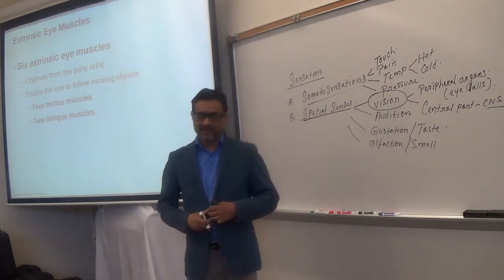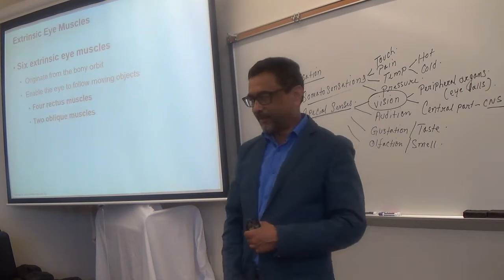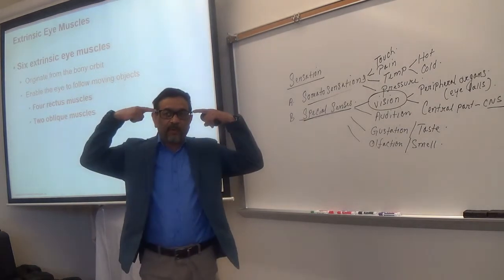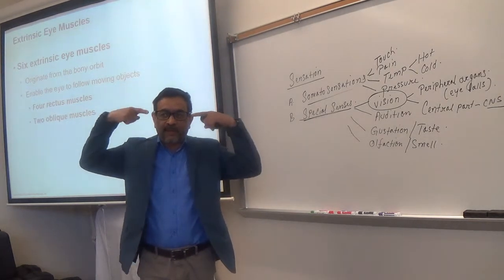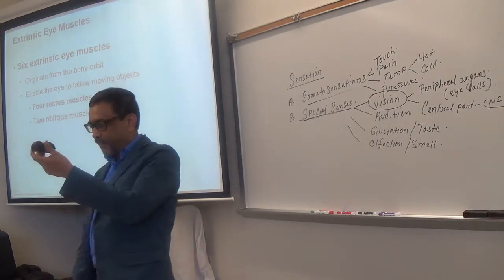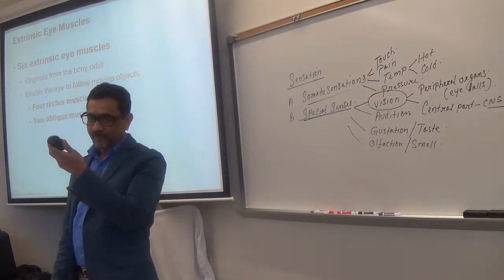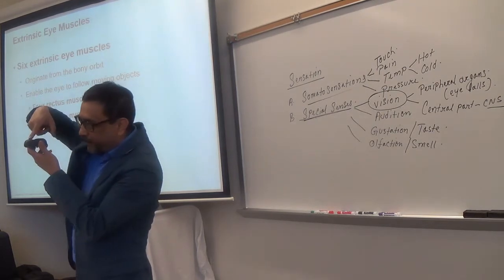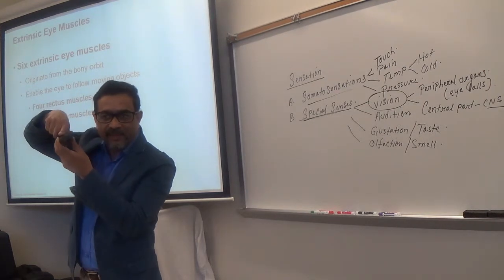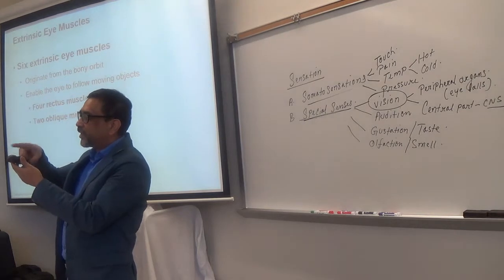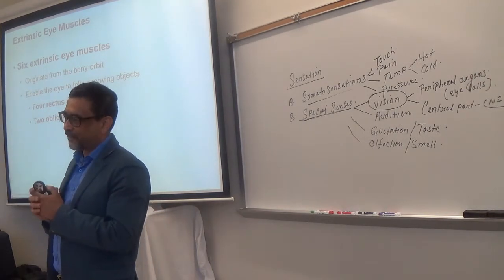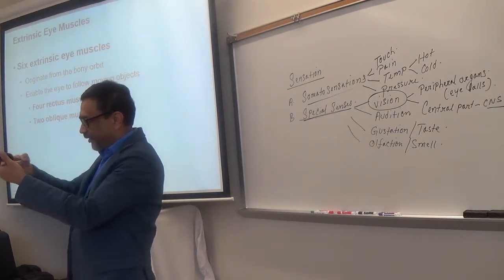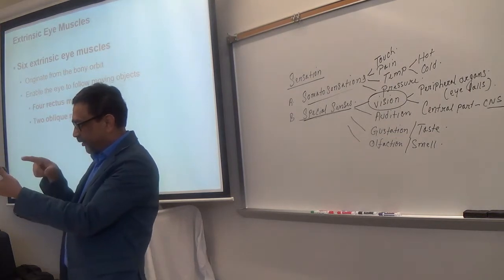Extrinsic eye muscles or extraocular muscles. These muscles come from the bones around the eyeball and get attached to the eyeball. Now see, if this is your eyeball, the muscles come from the bones around, okay, and get attached to the eyeball from different directions. So there are 6 extrinsic eye muscles. How many? 6. 4 are called rectus. That means, rectus means straight, like this. Okay? 4 are rectus.